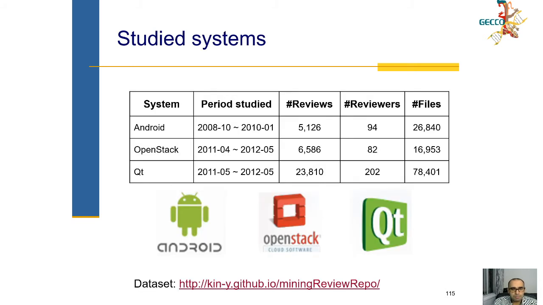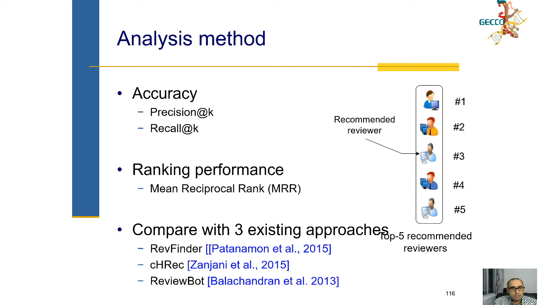We are based mainly on three non-trivial projects that have been developed for many years: Android, OpenStack, and Qt, having different code reviews. The dataset is also available online. As analysis method, we are based on three performance metrics, which are the precision, the recall, and the mean reciprocal rank. The mean reciprocal rank measures the average rank of a correct reviewer that an approach can recommend. So ideally, you would like to have the first reviewer recommended be one of the main reviewers that have reviewed the code change.